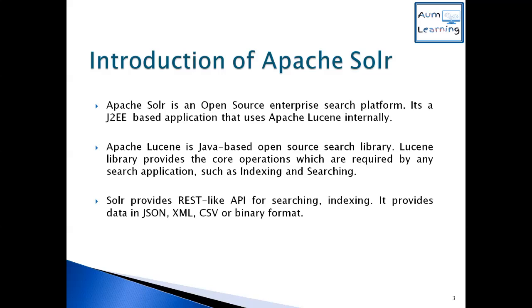Solr provides a REST API for searching as well as indexing. It provides data in various formats like JSON, XML, CSV, or binary. You can query it via the HTTP GET method and you can receive the data in the format which you require, either JSON, XML, CSV, or binary results.